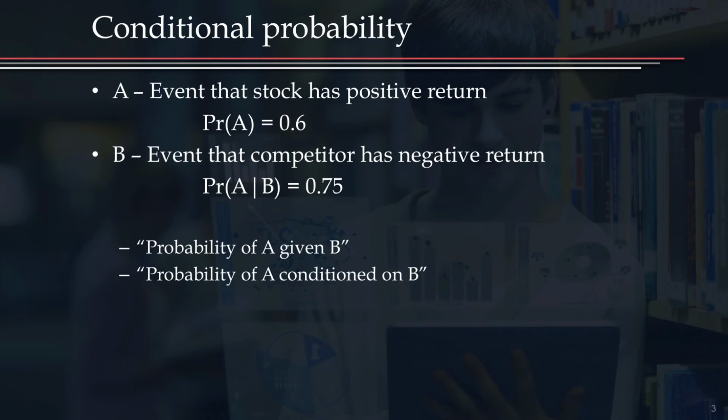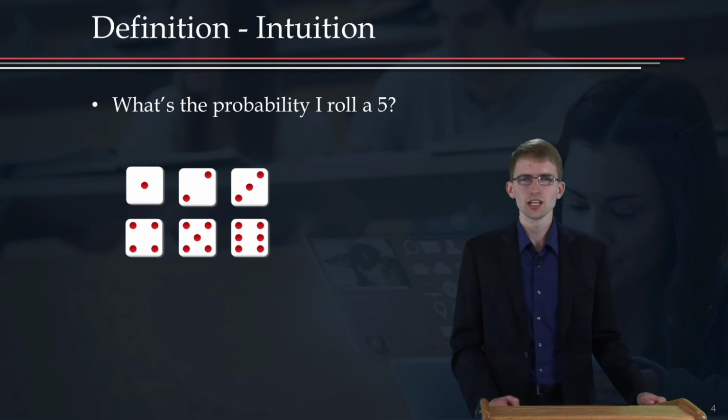Just to review the nomenclature here, we say the probability of A given B, or the probability of A conditioned on B. And again, it's the idea that our ideas about the uncertainty in the future may change based on revealed information. As one more example of how this works, let's look at the probability that I roll a 5.